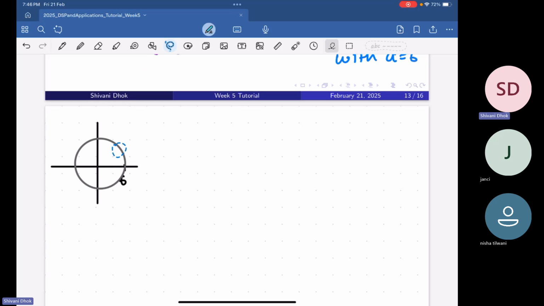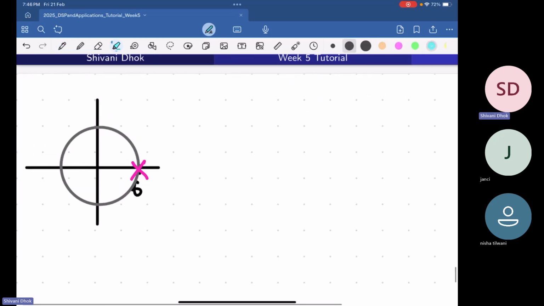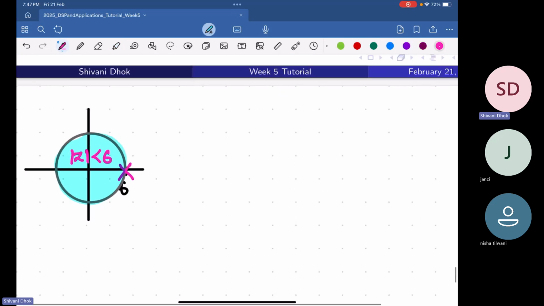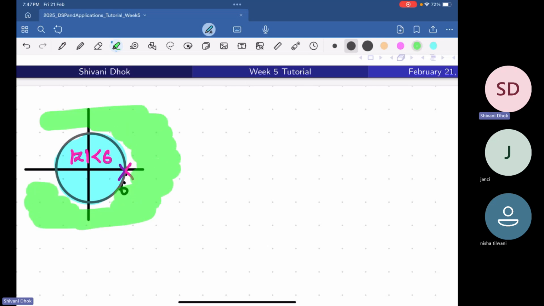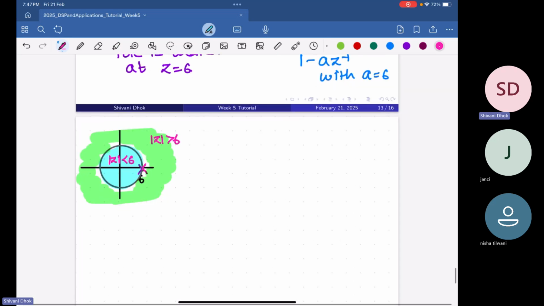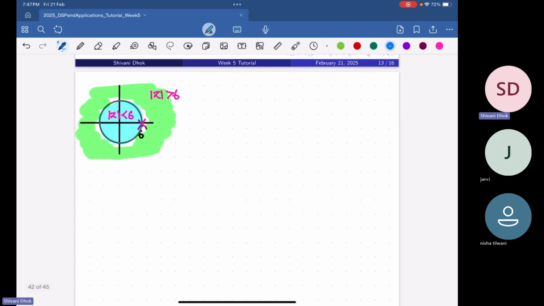So one possibility is inside the circle. So I have a pole here. Let me mark the pole. So this can't be included in my region of convergence. So one possible region of convergence is this. So this region is magnitude of Z less than 6. And another option is this region. So this green region is magnitude of Z greater than 6. So these are the two possible regions of convergence. So let's do it one by one.